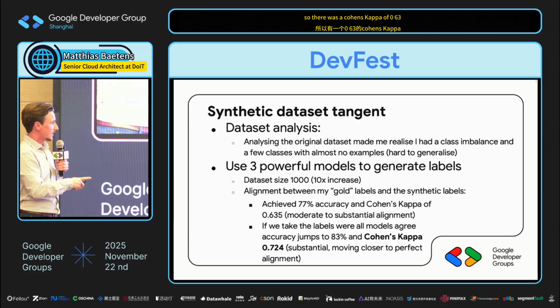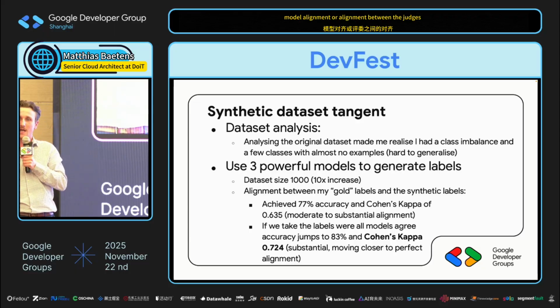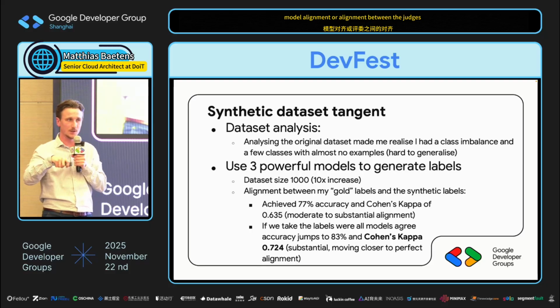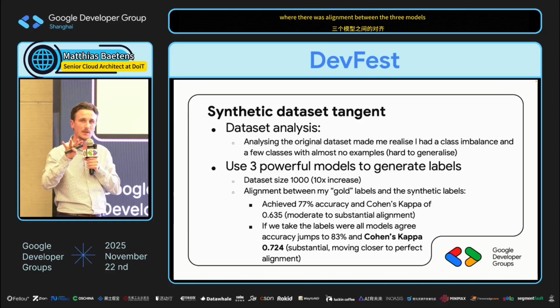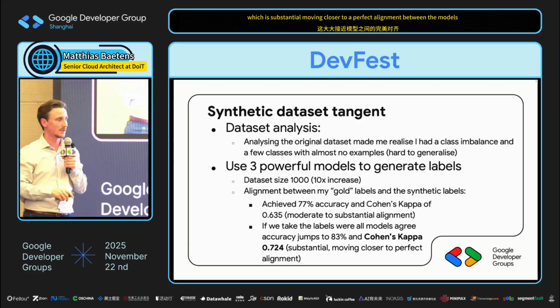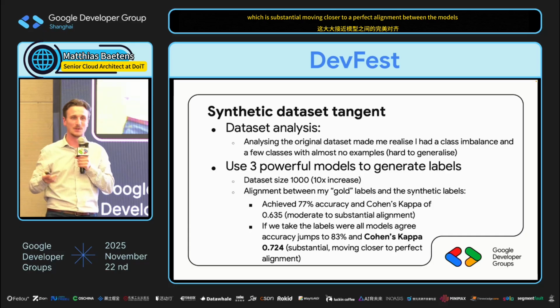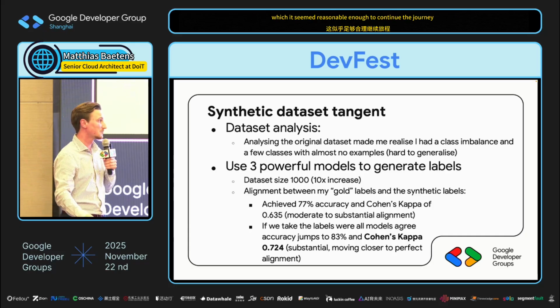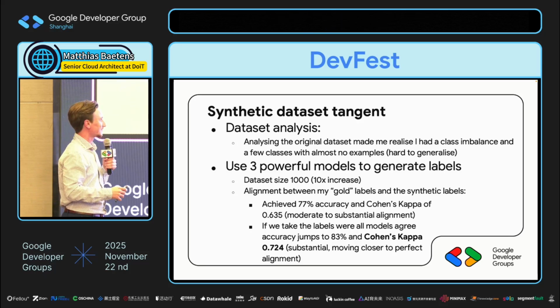There was a Cohen's kappa of 0.63, which measures alignment between the judges. And if I took only the rows where there was alignment between the three models, where they were all outputting the same label, that went up to 0.72, which is substantial, moving closer to a perfect alignment between the model's judgment and the human labels, which seemed reasonable enough to continue the journey.